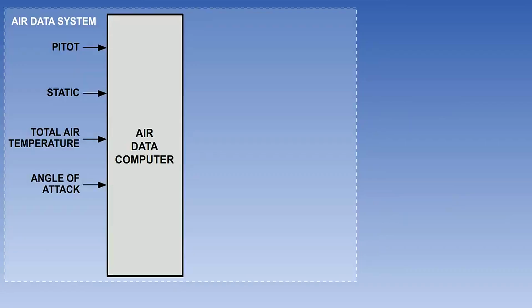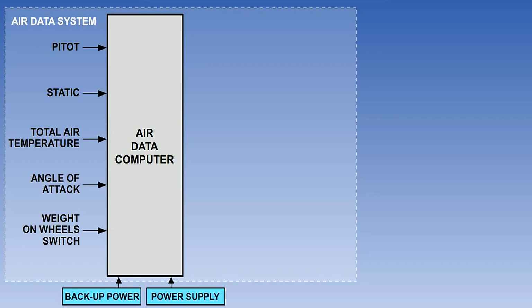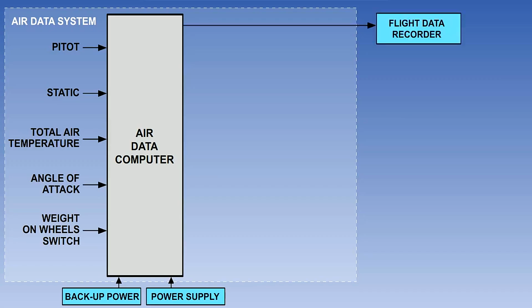Here you see a typical fully integrated system with our usual inputs of pitot, static, total air temperature and alpha. Another input is a detector to show whether there is any weight on the wheels. We will explain its purpose shortly. The inputs are completed with the addition of a power supply and a source of backup power. All of the air data computer outputs are passed to the flight data recorder.